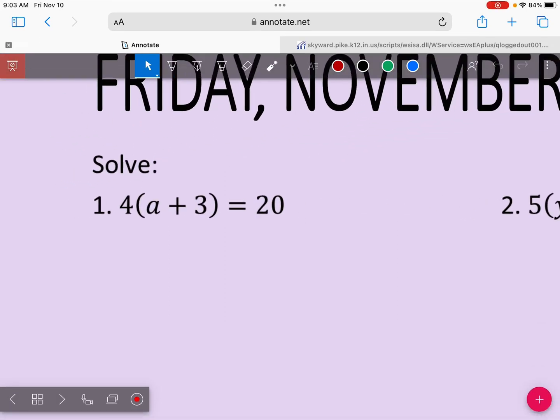So let's go ahead. First step to solve this would be what? What are we going to do with the 4? Yeah, you could actually do both. You could divide it, but we'll just distribute it because I think that's what we're used to doing. So we'll distribute the 4. So that'll be 4 times A, which is 4A, plus 4 times 3, which is 12.